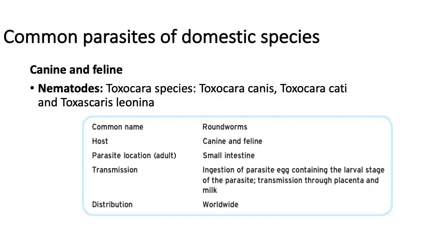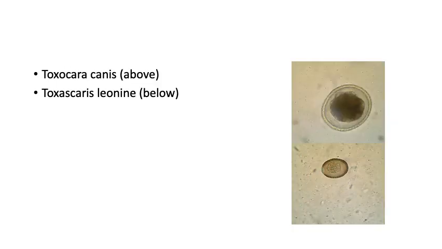So this table would list the common parasites of domestic species, particularly the canine and feline. Take note that these species can be parasitized by nematodes or the roundworms. So among these are first Toxocara species that would include the Toxocara canis, Toxocara cati, and Toxascaris leonina. So these are the pictures of the Toxocara species in their egg forms.